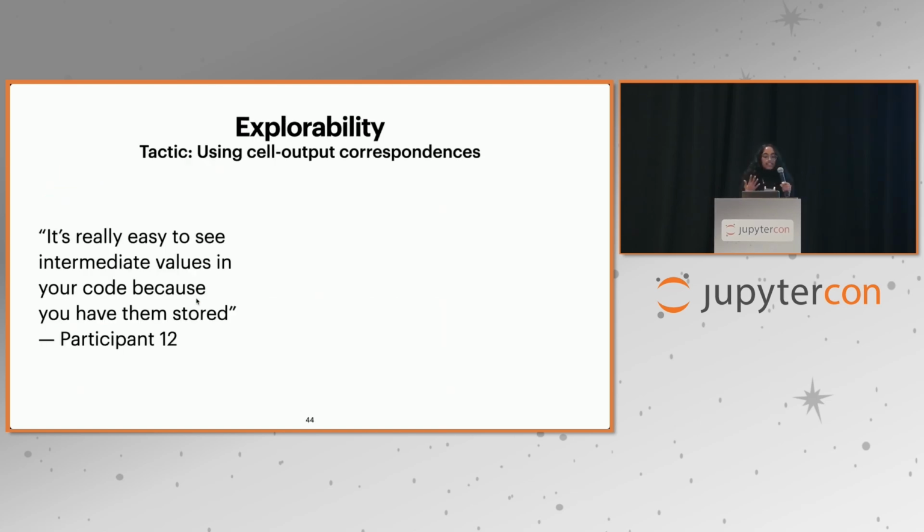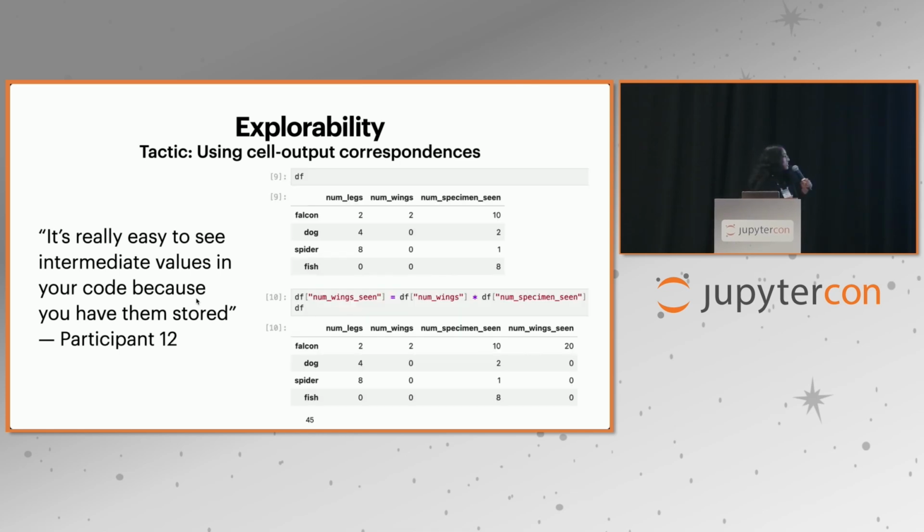So the first tactic is using cell output correspondences. The cell-based structure of Jupyter notebooks allows users to compare outputs and incrementally build up their programs. And for participant 12, being able to see these intermediate outputs really helped them explore different ways of tackling a problem. So as an example here, if you are working on a data frame, you can first start out by printing out what that data frame looks like currently, and then decide what additional columns you want to add. And this can help you prototype what you want the final data frame to look like.